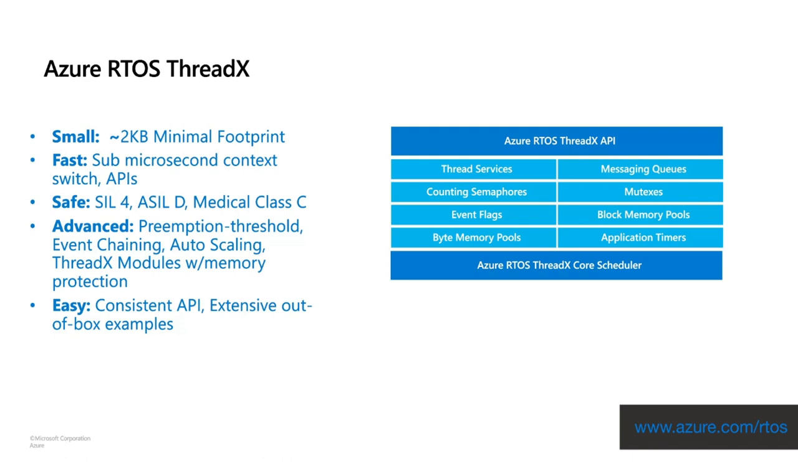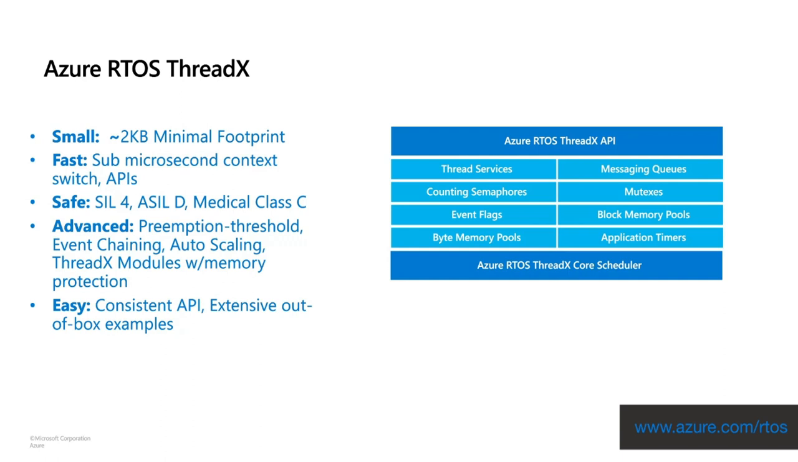All the products, including ThreadX, have auto scaling. And auto scaling is basically the idea that only what the application uses comes into the final image. So if you don't use, for instance, in ThreadX, event flags, they don't appear. If you don't use byte memory pools, they don't appear. But if you use counting semaphores, they automatically are brought into the image at link time.